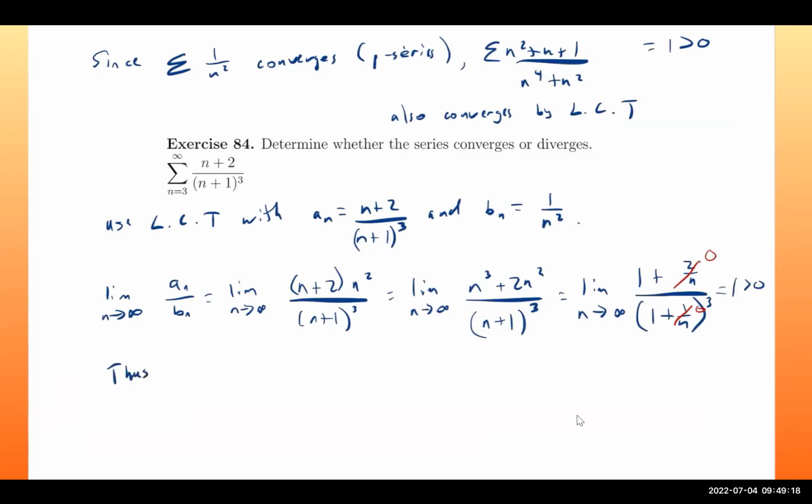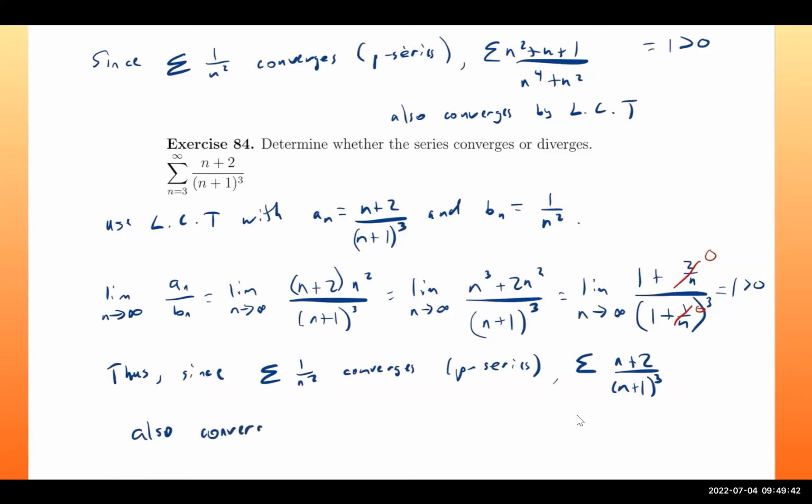Thus, since 1 over n squared converges, it's a p-series again, the series n plus 2 over n plus 1 cubed also converges by the limit comparison test. And that does it.